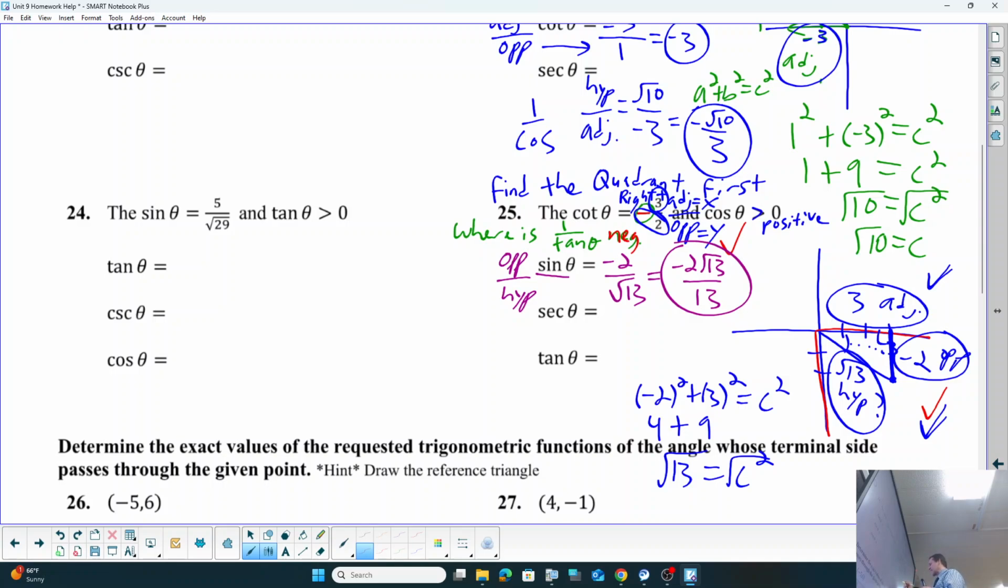Secant, what is secant? So secant is, do you remember? It's 1 over cosine, which is flipped. So that's hypotenuse over adjacent. And so what is hypotenuse over adjacent? It's just radical 13 over 3. Way-o. Tangent is opposite over adjacent. So negative 2 over 3. Woo! See if we got that right?